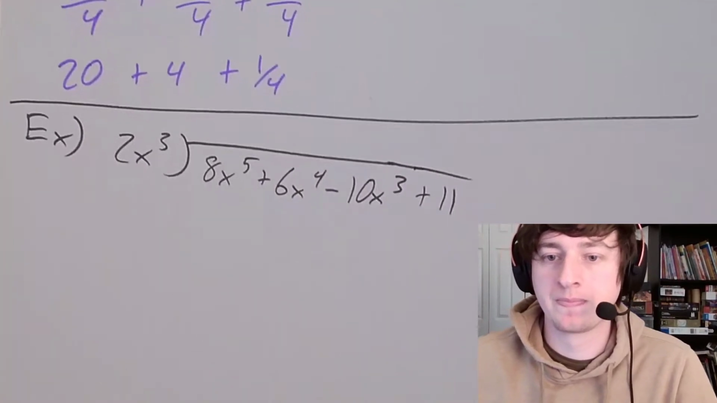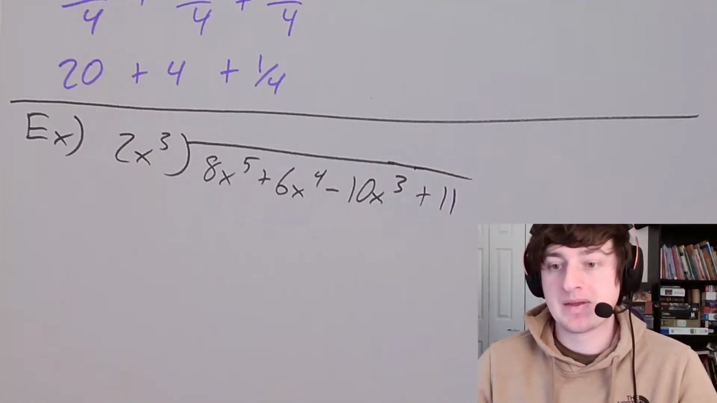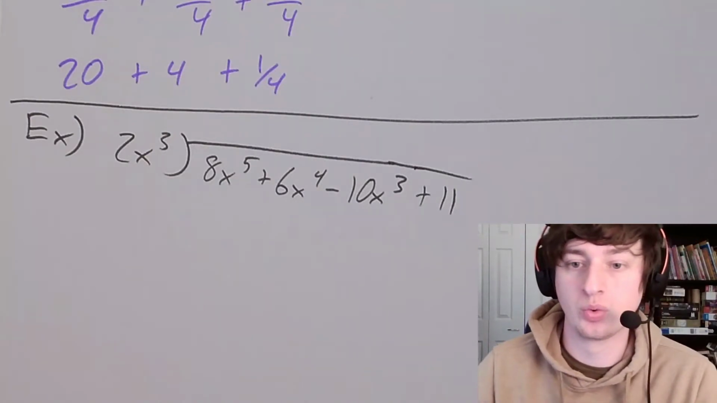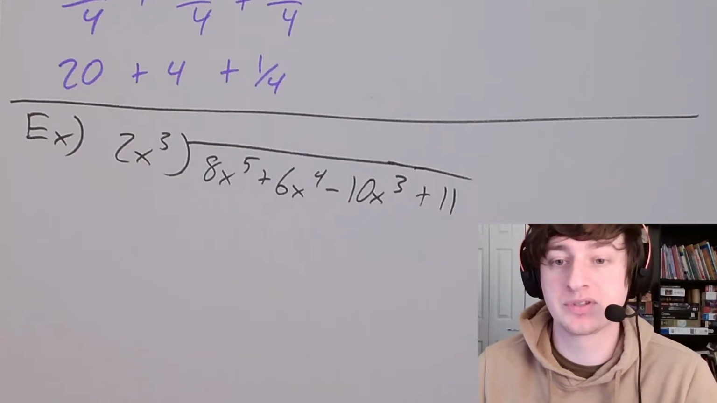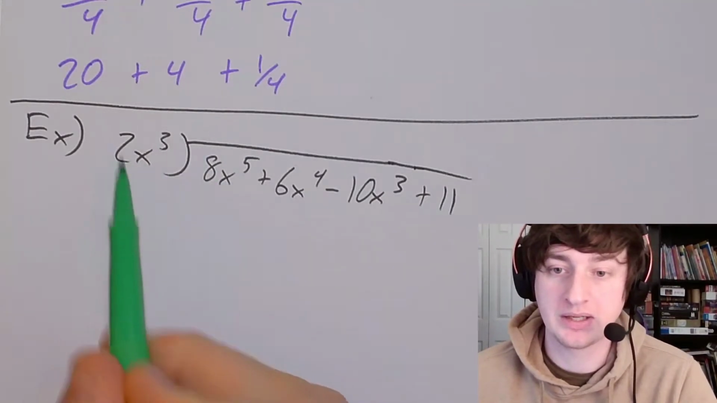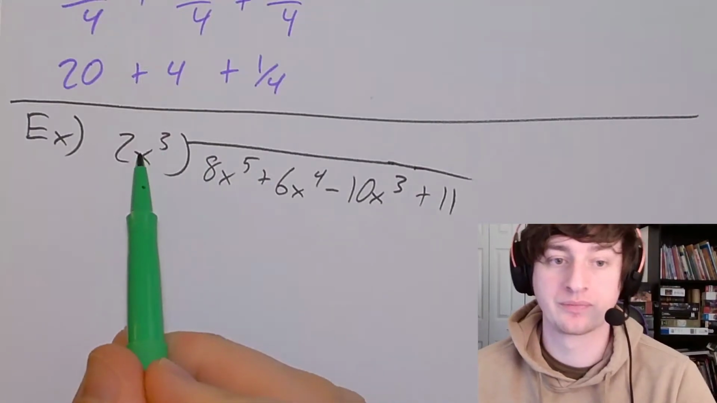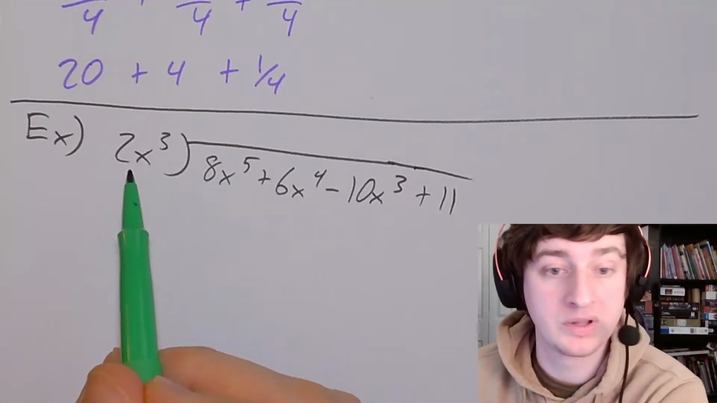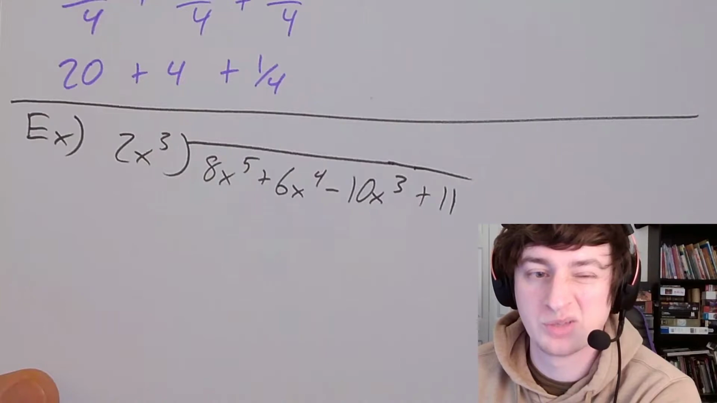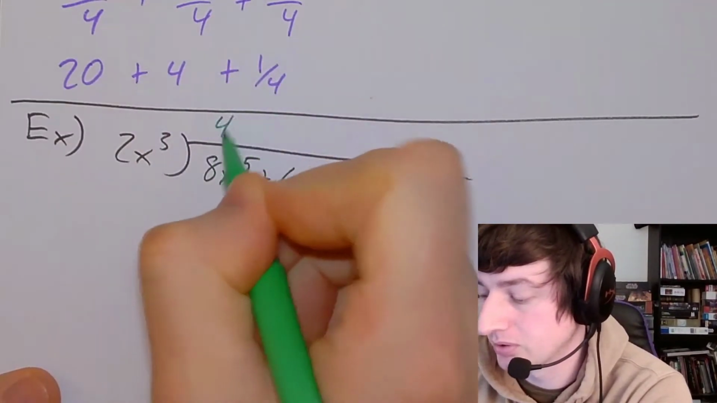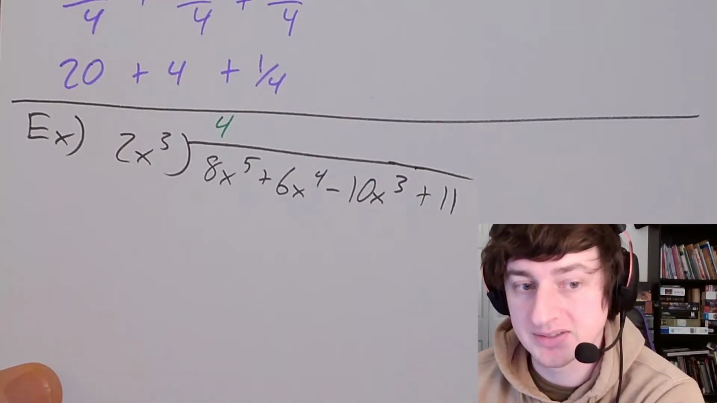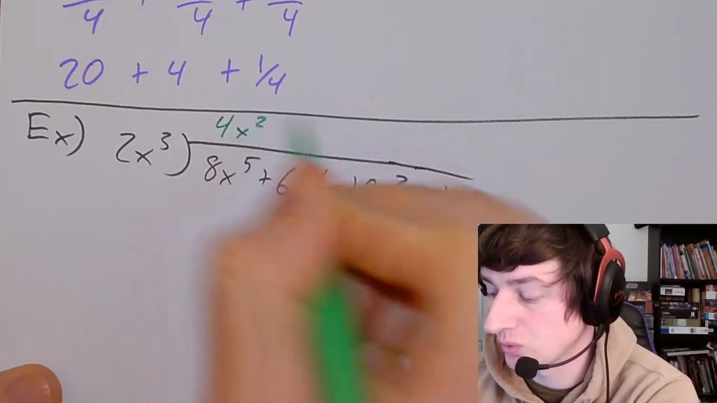So remember, when we divide variables that have exponents, what we're doing is we're going to subtract. So what times 2x cubed is going to give us an 8x to the 5th? Or when we're dividing 8x to the 5th by this number, what are we left with? Well, 4 times 2 is an 8, right? So this would be a 4. And then x to the 5th minus x cubed is going to leave us with an x squared.